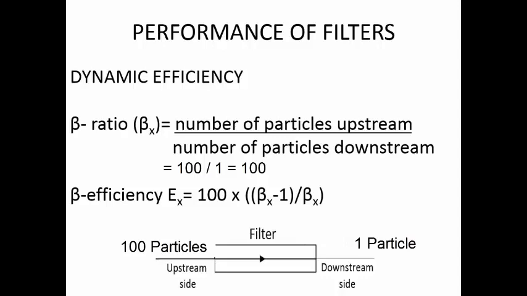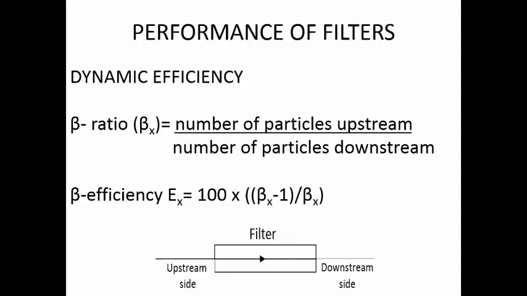Now, what does the beta ratio indicate? As the beta ratio increases, more and more particles are being stopped by the filter. If the beta ratio is very small, then fewer particles are going to be stopped. Now, what is the minimum value of the beta ratio?